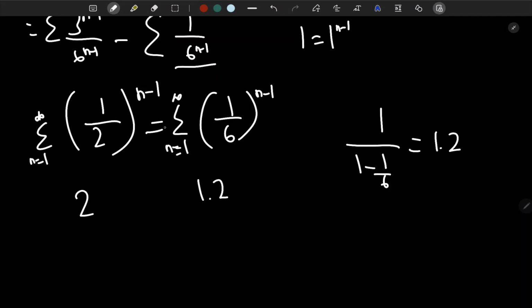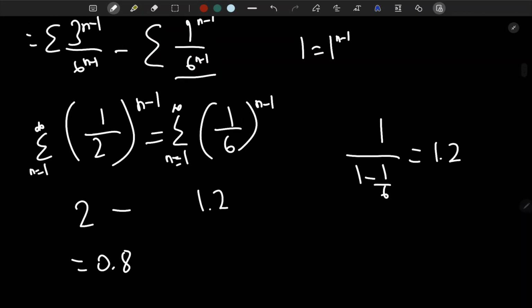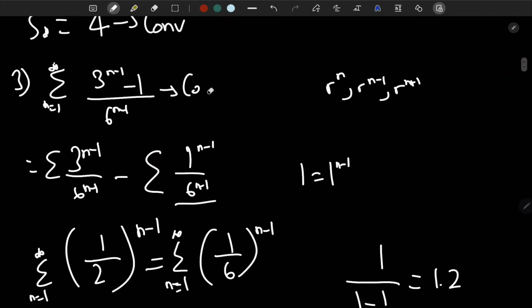Now we know that we need to subtract them. So it's just 2 minus 1.2, which is 0.8. And since both of them converge, that is why we have an answer. If even one of them diverges, then it would be positive or negative infinity. So the final answer here is that it converges and it is 0.8.